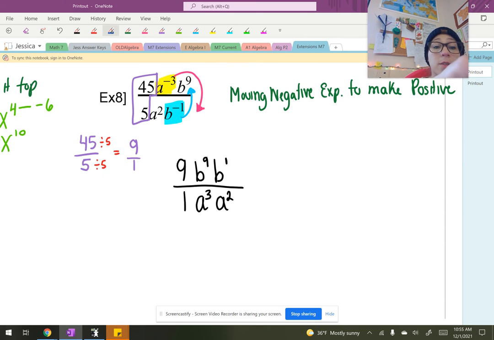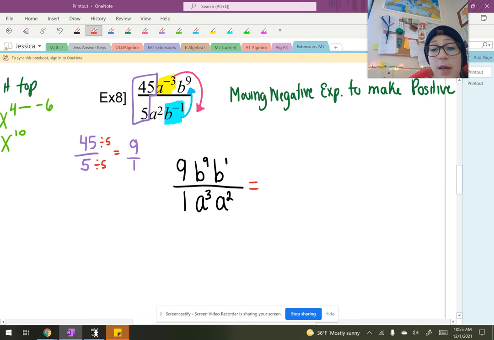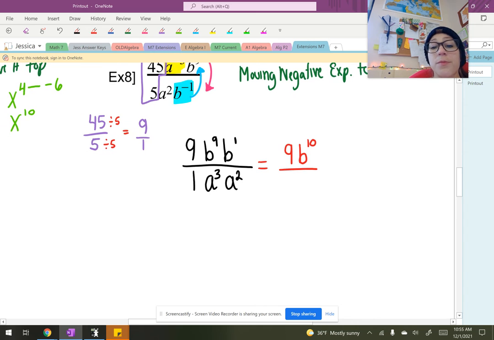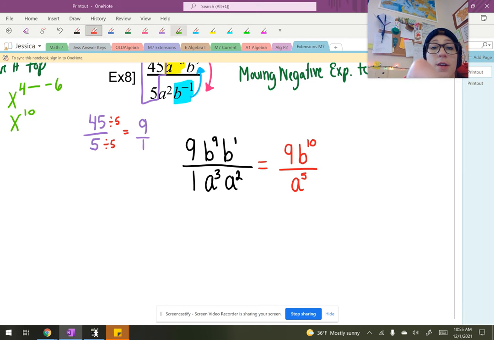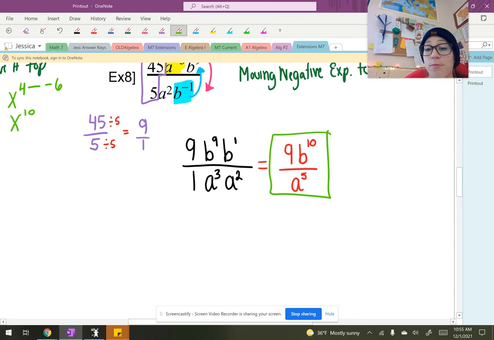Okay, so now I can do a little bit of simplifying like we did in our previous ones. B to the 9th times another b is just b to the 10th. And on the bottom, a to the 3rd times a to the 2nd is just a to the 5th. Nothing else in this expression has like bases. I've got a base of b and a base of a and a base of 9. None of those match. So I'm good to go.